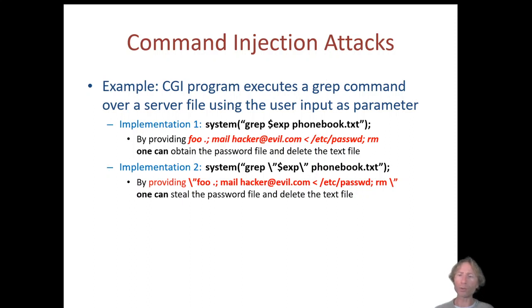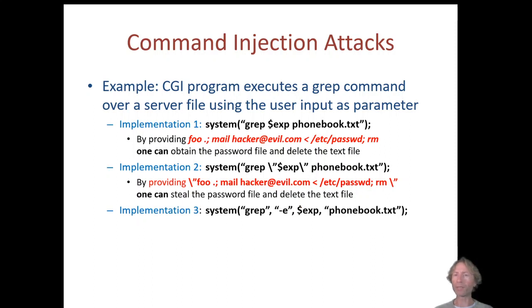So what can we do to prevent this? Well, maybe we can do yet another thing. Okay, so implementation number 3, where we still use system, but now we have grep as a separate string, -e, so the expression that we're going to be using in the grep command is the next argument. And that's a user input. And the final argument for grep is going to be phonebook.txt.